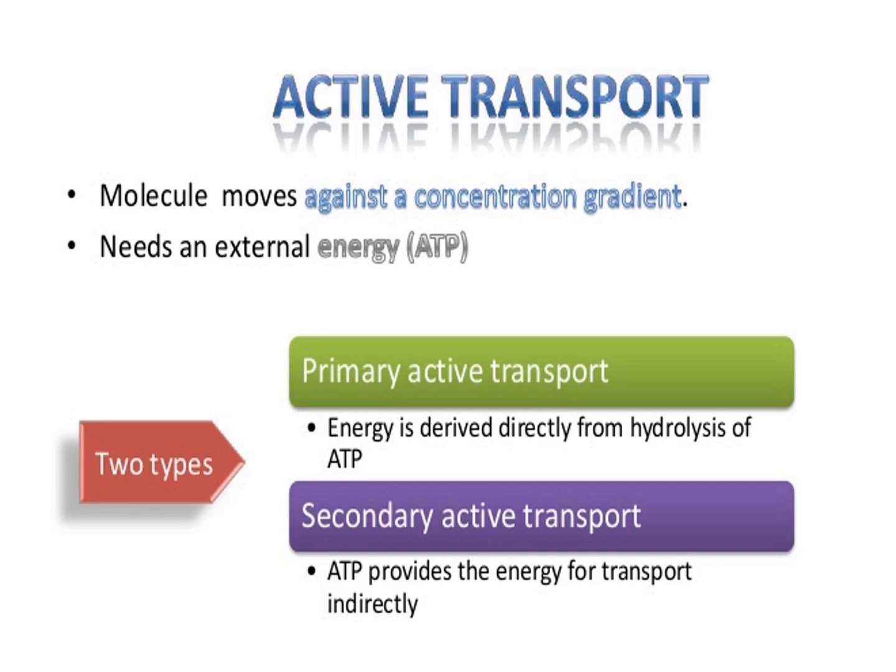There are 2 types: primary active transport and secondary active transport. In primary, energy is derived directly from hydrolysis of ATP, whereas secondary provides the energy for transport indirectly. With the help of primary active transport, secondary will be running. That's why it is called secondary active transport. When they ask about active transport, you have to mention both primary as well as secondary.